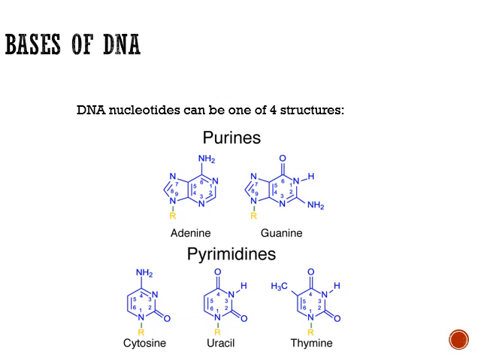I will not change the slide because I wanted to also mention there's also uracil. You'll notice that uracil is a single ring. Uracil is a pyrimidine. Purines bind exclusively to pyrimidines.